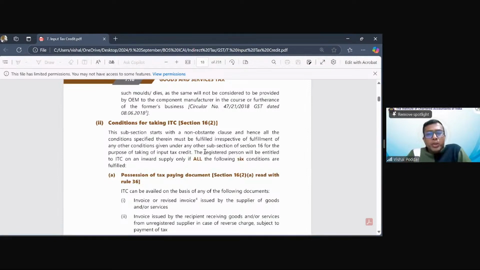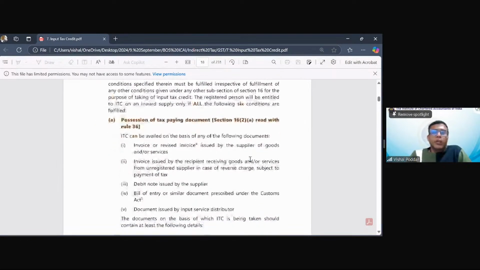Now we come to 16.2, which provides the restrictions and conditions. What are these restrictions and conditions? There are, as on date, 6 different conditions. Originally, there were 4. Later on, 2 different clauses were added at different points of time. So now there are 6. We will go clause by clause, and each clause of this section, along with the connecting rule and connecting circular, we will study all together so that we get a comprehensive understanding of each point in detail.